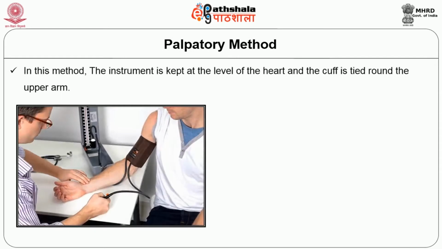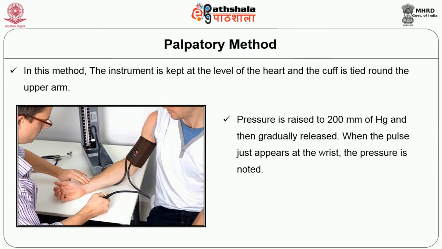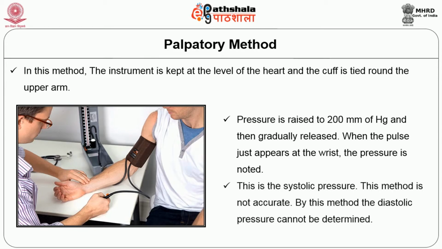In the palpatory method, the instrument is kept at the level of the heart and the cuff is tied round the upper arm. Pressure is raised to 200 millimeters of mercury and then gradually released. When the pulse just appears at the wrist, the pressure is noted. This is the systolic pressure. This method is not accurate, and with this method the diastolic pressure cannot be determined.